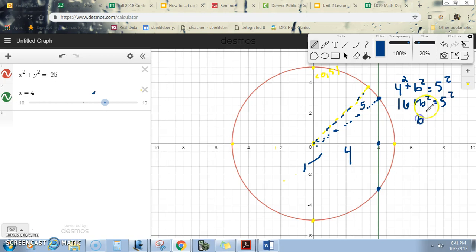And that is b squared equals, this is actually 25, right? 25 minus 16 is 9, which means b is equal to positive and negative 9. But because we are finding a distance, we are only using our positive value. B, did you guys see what I just did?